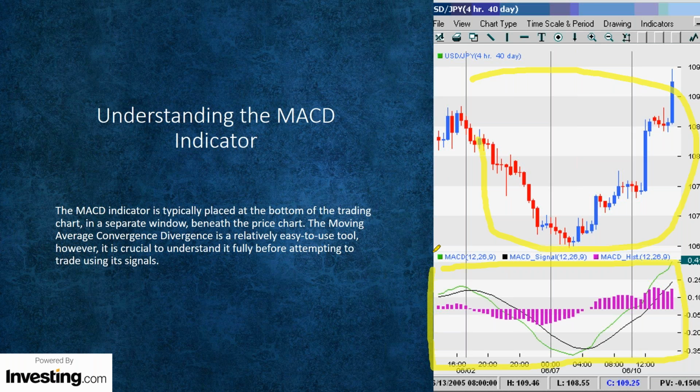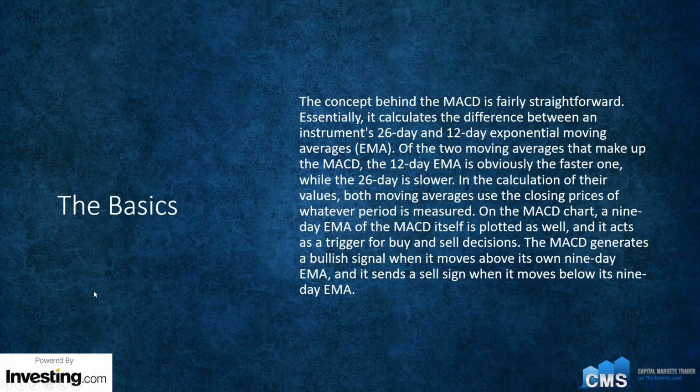But you need to understand what these lines are because we have a MACD line, we have a signal line, we have a MACD histogram, and they are all derived by 2 moving averages that are from the price action on the charts. So we're going to work through each one of these lines, and then we're going to go together and place these on a live chart. So the concept behind MACD is fairly straightforward. Essentially, it calculates the difference between an instrument's 26-day and 12-day exponential moving average.